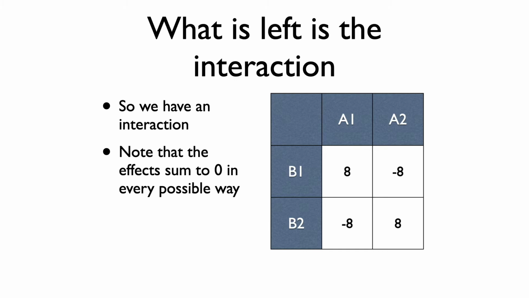And the sum of squares interaction, if you were interested here, would be what? 8 squared plus negative 8 squared plus negative 8 squared plus 8 squared. So 64, 128, 256.